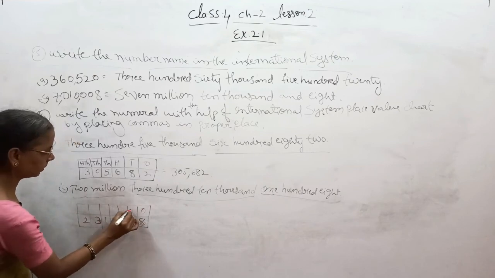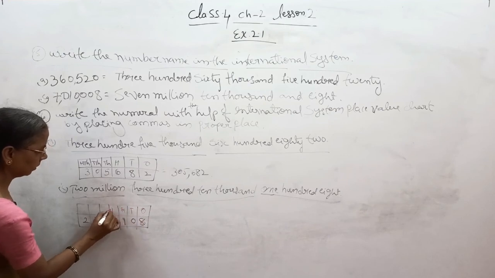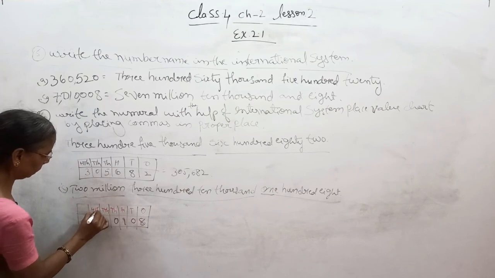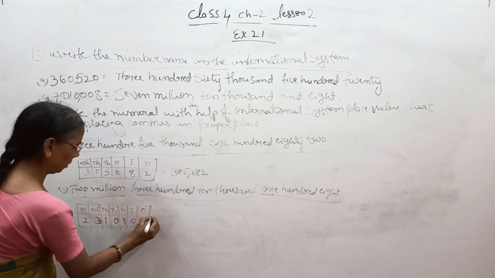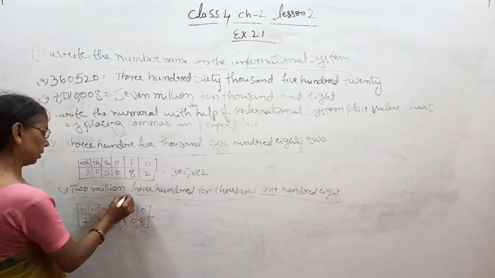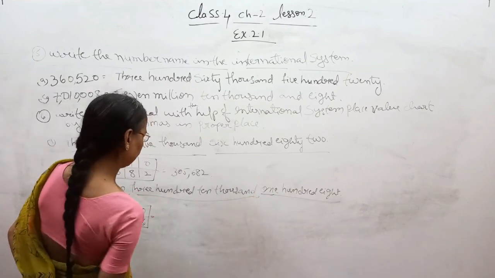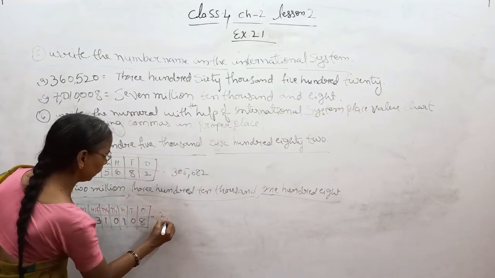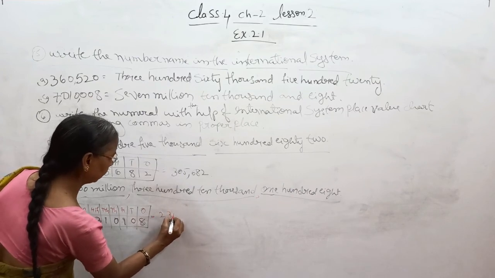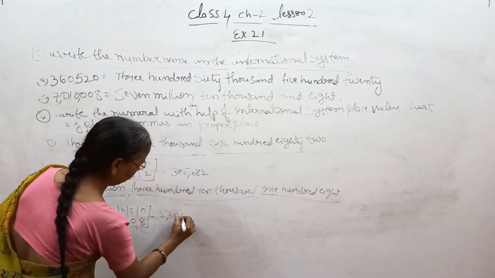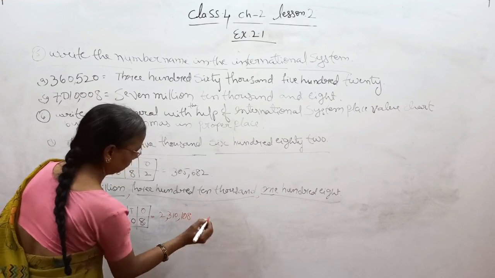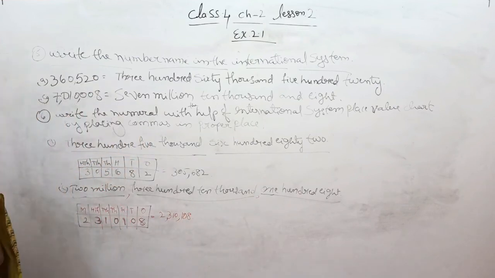That is ones, tens, hundreds, 1,000, 10,000, 100,000, and it is million. Now we can put here one comma and here one comma. That is 2,310,108. Like this we can write the numbers by putting the commas in proper places.